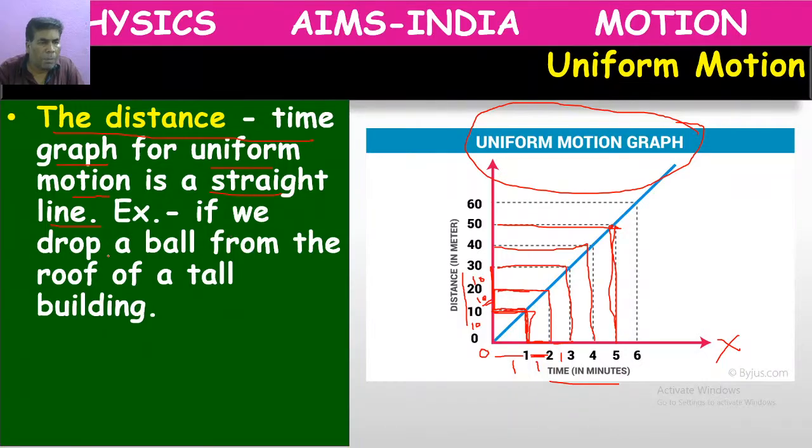If we drop a ball from the roof of a tall building, then also it will show uniform motion. That we will learn next, regarding acceleration due to gravity. At that time, we will learn about that topic. Okay, any doubt regarding this uniform motion?